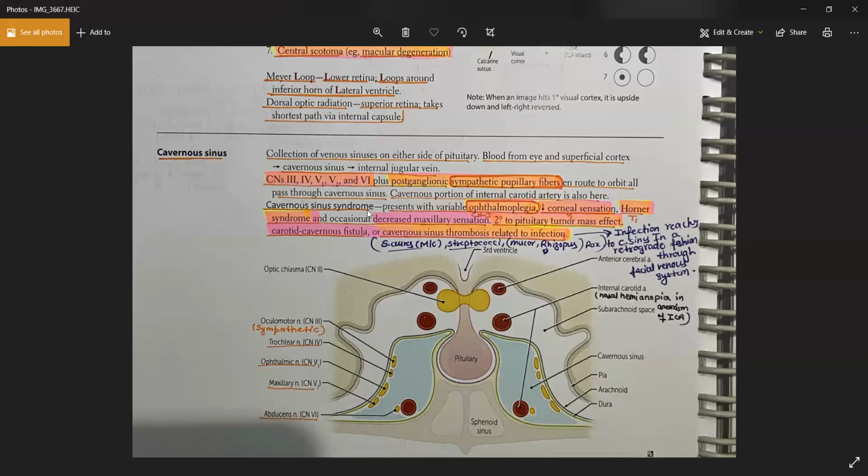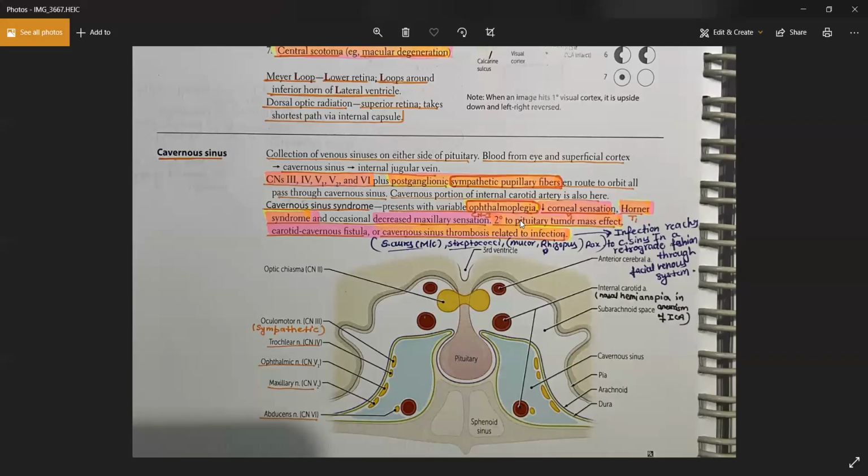Whenever you have a cavernous sinus syndrome, it will lead to ophthalmoplegia because of the defect of nerves 3, 4, and 6. You will have a decrease in corneal sensations because of the 5th nerve's ophthalmic division. It will die. You will have a Horner syndrome. You will have decreased maxillary sensations because of the maxillary part of the trigeminal nerve.